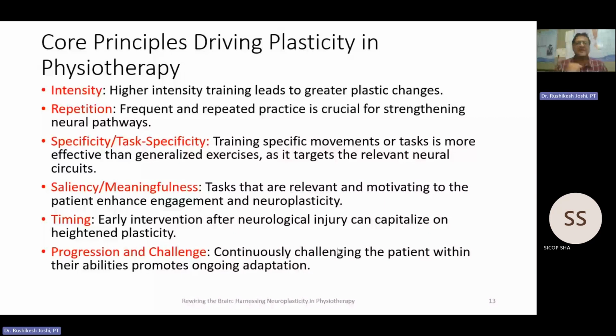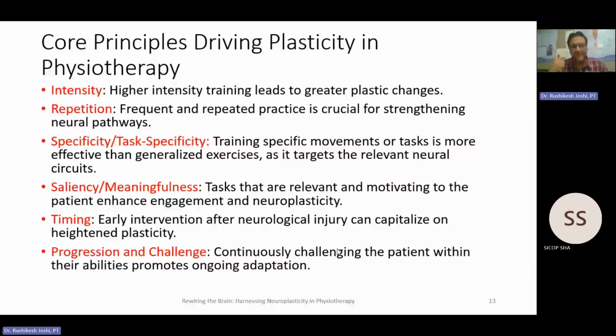It is said by research that the higher the intensity of exercise, the more plastic change is happening in the brain. Similarly, one of the principles is repetition of exercise. So you must have seen when we treat the patient, we make the patient do repetitions. We make them do n number of counts depending on the capacity of the patient, depending on the medical condition of the patient. But we make the patient repeat the activity. So what is the logic?